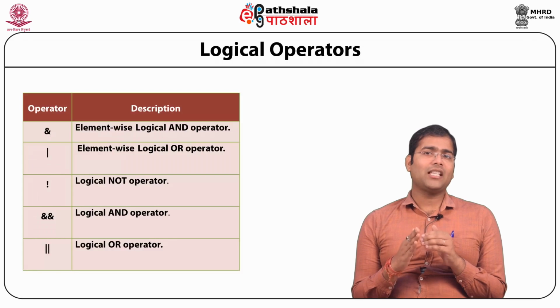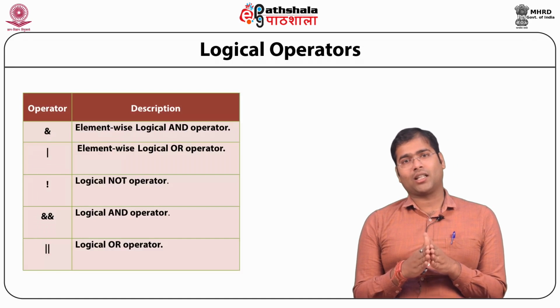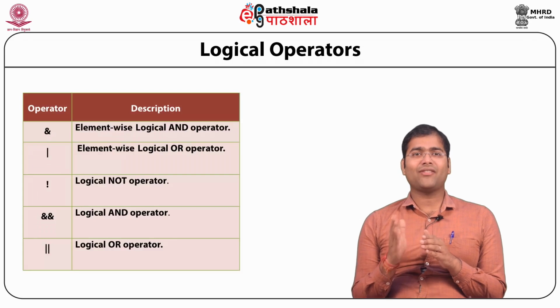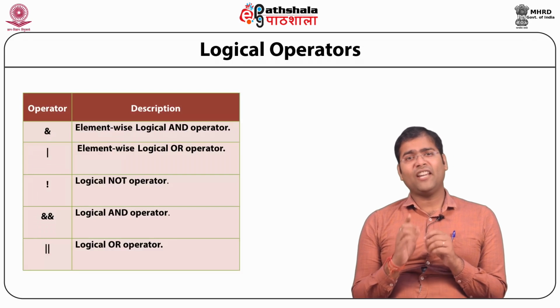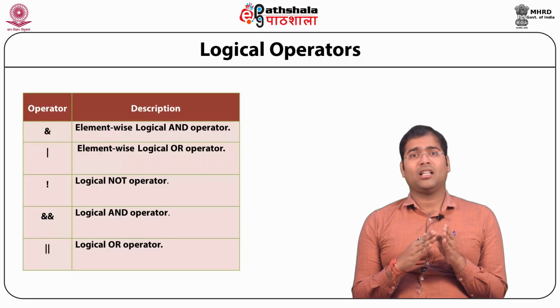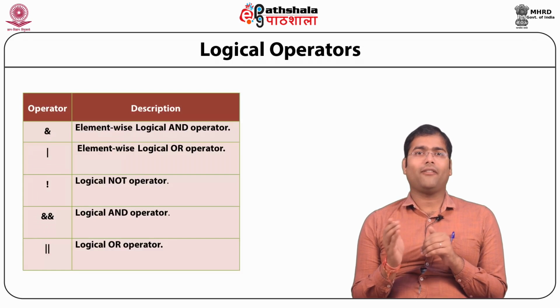Second is the element-wise logical OR operator. It combines each element of the first vector with the corresponding element of the second vector and gives an output true if one of the elements is true. Third is the logical NOT operator. It takes each element of the vector and gives the opposite logical value.